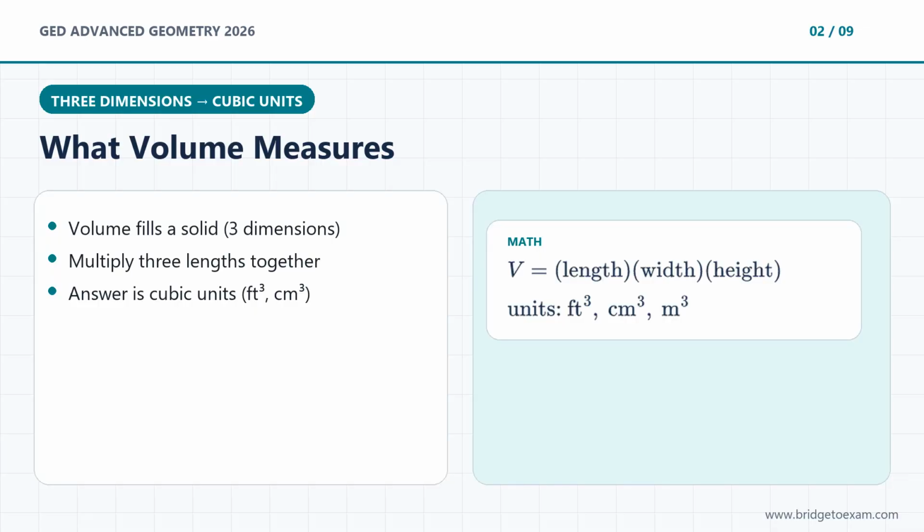Let's start with the idea. Area covered a flat surface using two dimensions. Volume goes one step further. It fills a solid using three dimensions, length, width, and height. Because we multiply three lengths together, the answer is always in cubic units, like cubic feet or cubic centimeters. If you ever see a volume answer in plain feet or square feet, you know something has gone wrong.